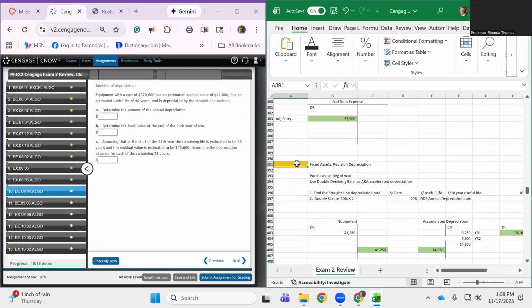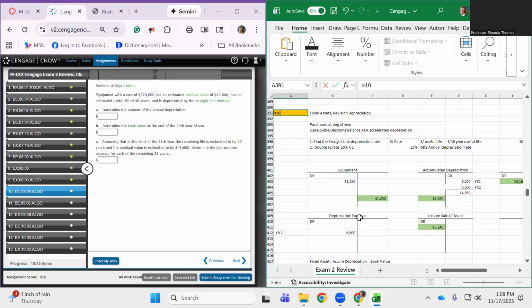This is going to be number 10. All right, number 10. And by the way, I give you 3 hours to do the test. So hopefully that will be enough. We'll talk about it if it isn't.